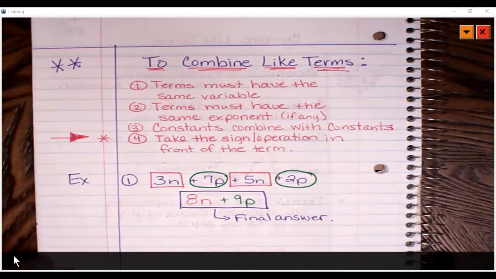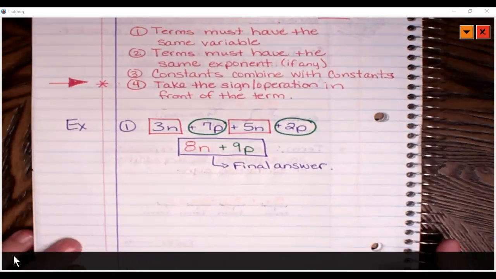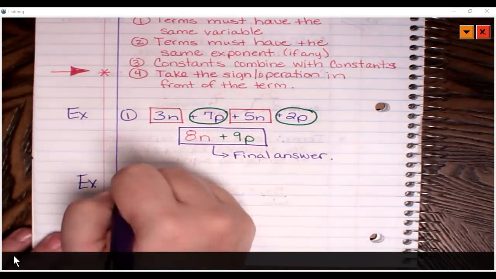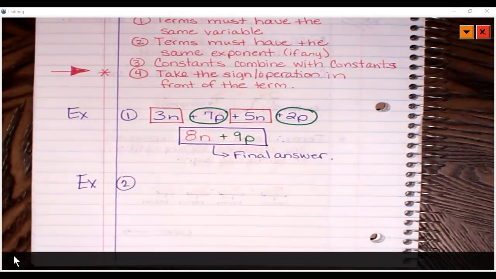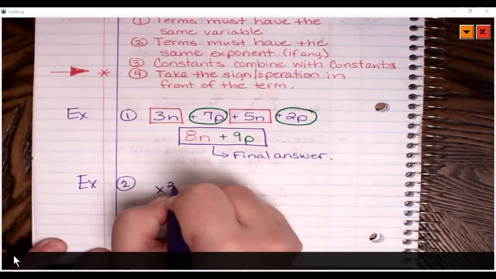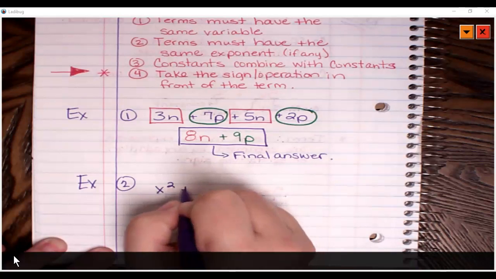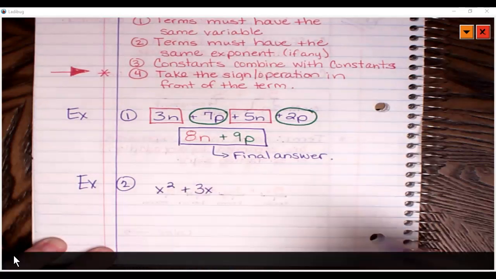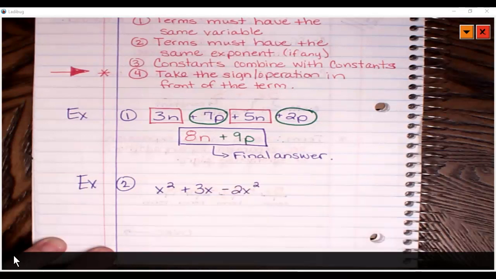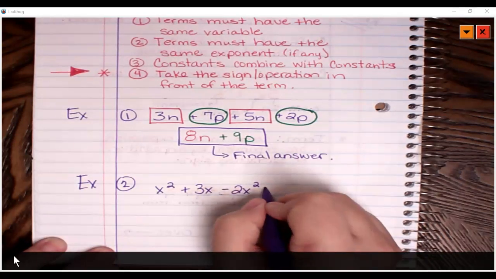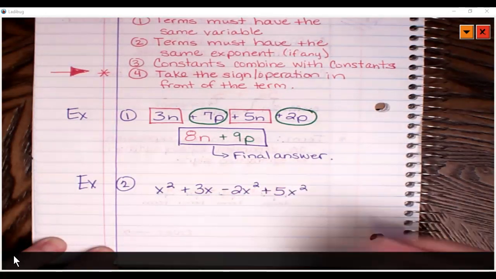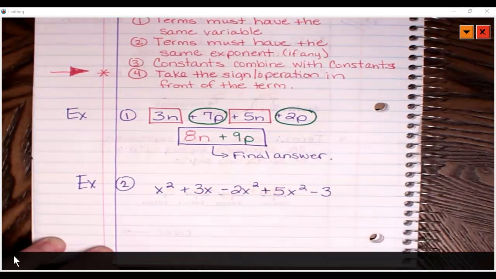Let's do another example. One more. Example number 2. All right, let's do x squared plus 3x minus 2x squared plus 5x squared minus 3.